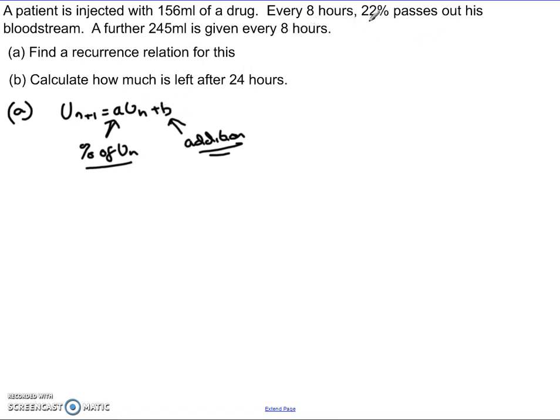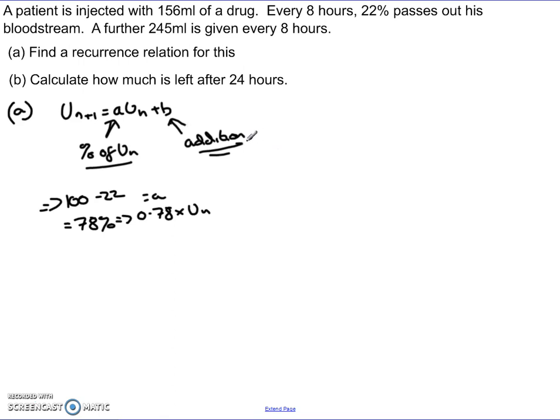So every 8 hours, 22% passes out of his bloodstream. So every 8 hours he's lost 22%, which means that every 8 hours he's got 100% take away the 22, so he's got 78% left in the system, which means that he's got 0.78 times the previous one left. So I know that my value of a is going to be 0.78.